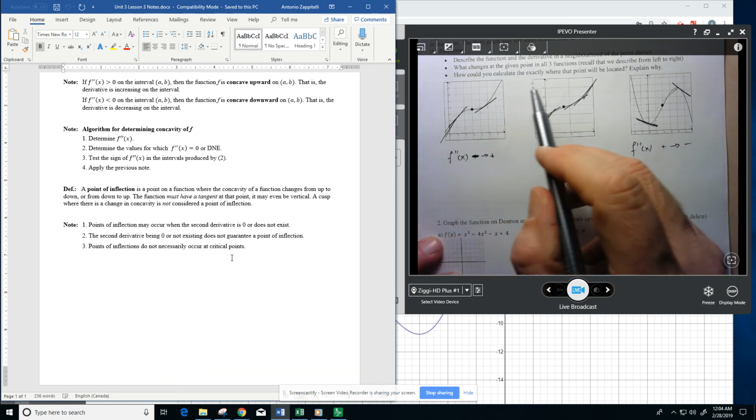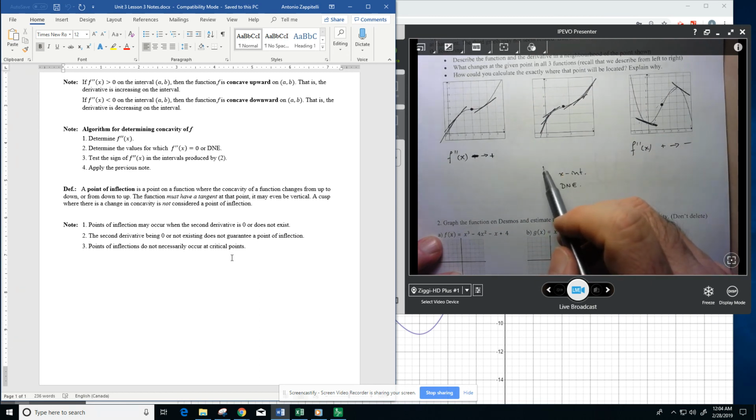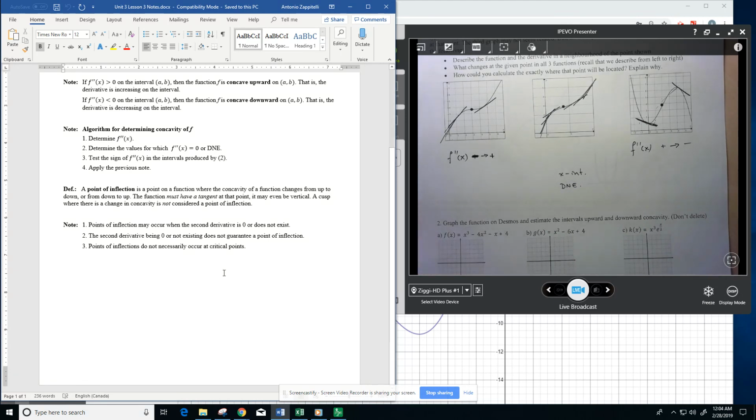But if I look at this example or that example, I have a point of inflection, but it's not a critical point. Okay, so if you've got time, start on the homework, and that's it for this one.